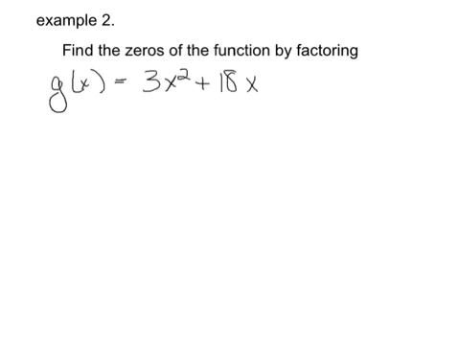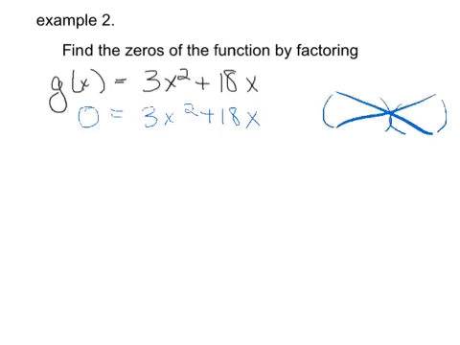Let's try another one. Find the zeros of the function by factoring. First I'm going to set this equal to 0. This one I don't have to set up into 2 sets of parentheses. I can factor my greatest common factor out first. What is the biggest number and letter that is common between both of these terms? I can take a 3x out of both terms. Take a 3x out of the first term, I'm left with an x. Take the 3x out of the second term, I'm left with a 6.